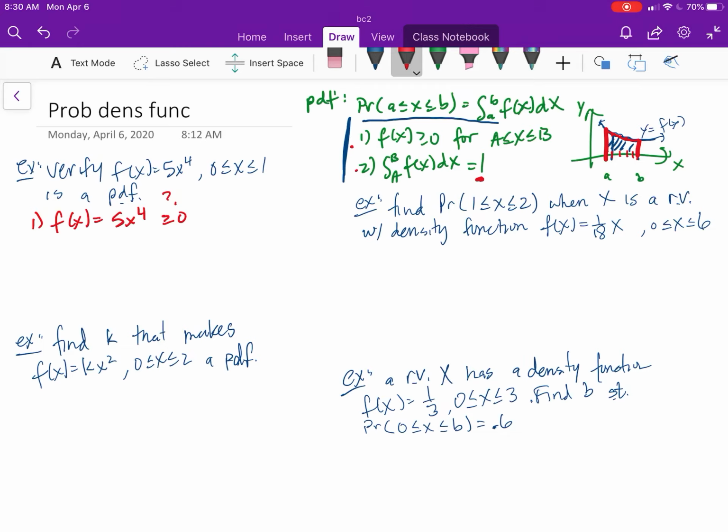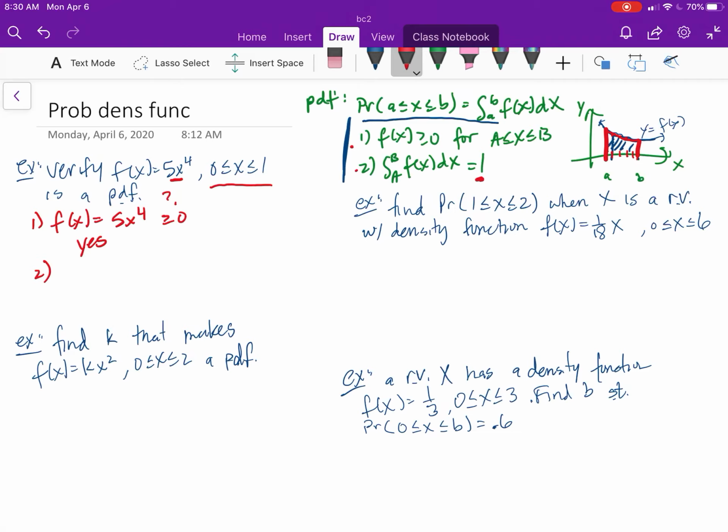So looking at these values here, if I plug in anything between 0 and 1 into 5x to the 4th, right, then yes. Like if I plug in 0, I get 0. If I plug in 1, I get 5. Anything in between there is going to also be positive. So that criteria is met.